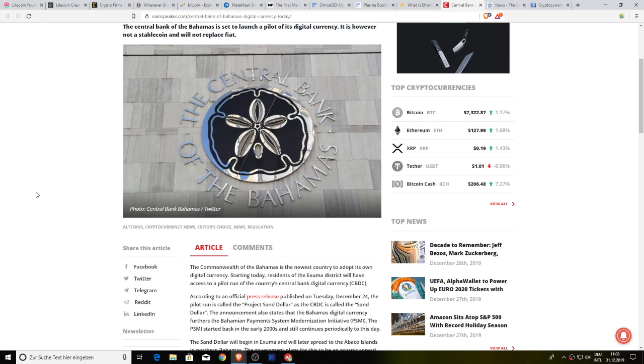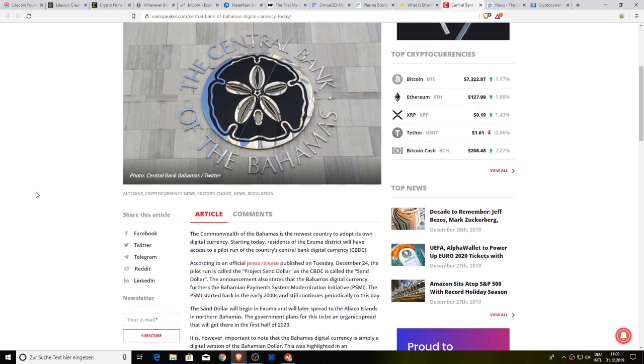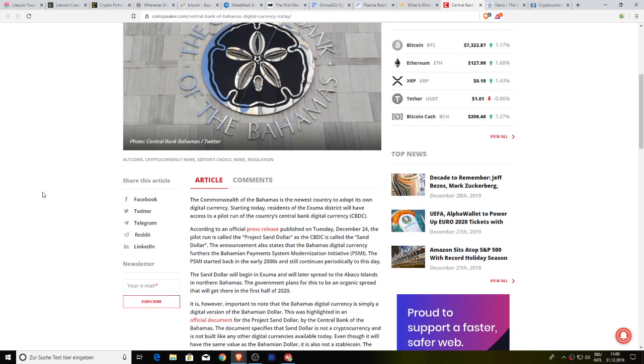The announcement also states that the Bahamas digital currency furthers the Bahamian Payment System Modernization Initiative, or PSMI, probably not called PSMI. The PSMI started back in the early 2000s, and still continues periodically to this day. That's a long time for modernization. The Sand Dollar will begin in Xrp and will later spread to the Abaco Islands in northern Bahamas. The government plans for this to be an organic spread that will get there in the first half of 2020.